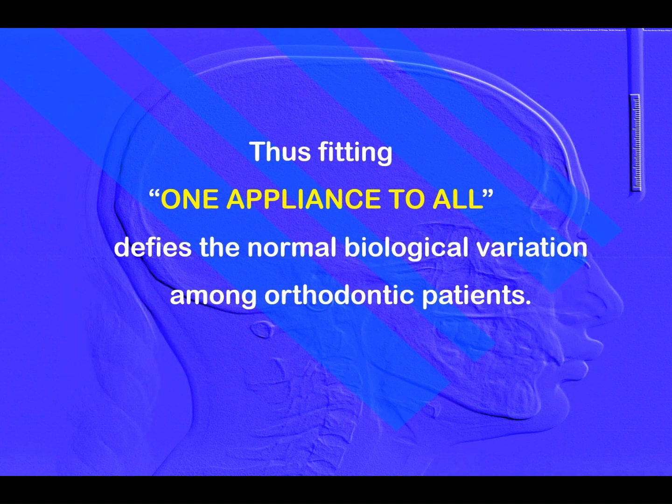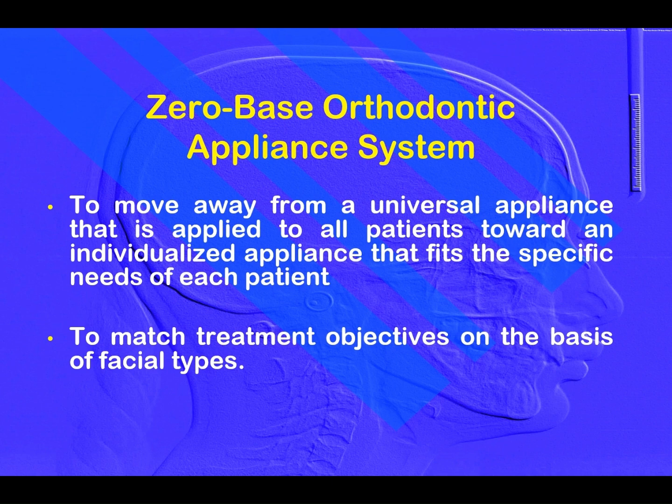Thus, from all the discussions, we can conclude that using one appliance for all types of patients and malocclusions defies the normal biological variations among orthodontic patients. So, we must adopt a zero-base orthodontic appliance system. We must move away from a universal appliance that is applied to all patients toward an individualized appliance that fits each patient's specific needs and matches treatment objectives based on individual malocclusion and facial type.